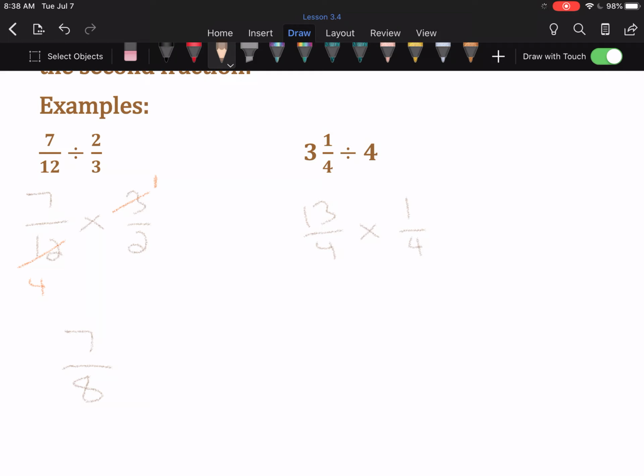So change them. 4 times 3 is 12. 12 plus 1 is my 13/4. Here, there's no simplifying to be done because the 4's are on the same level. So this is just straight multiply. 13 times 1 is 13. 4 times 4 is 16. And 13/16 is what we got.